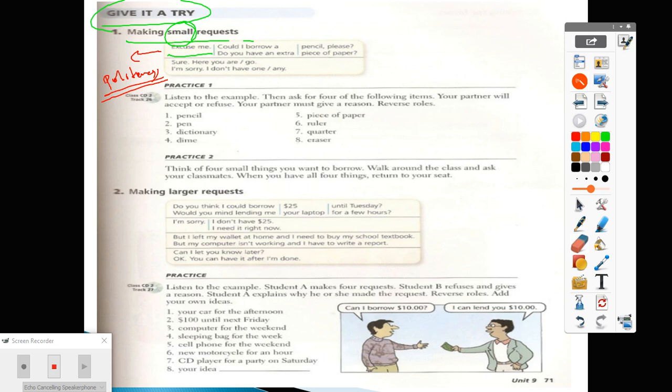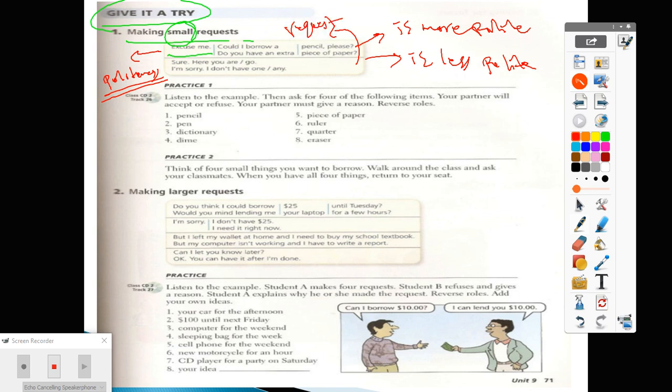Or, do you have an extra piece of paper? The first one is more polite. The next one is less polite. Now, these are the requests.